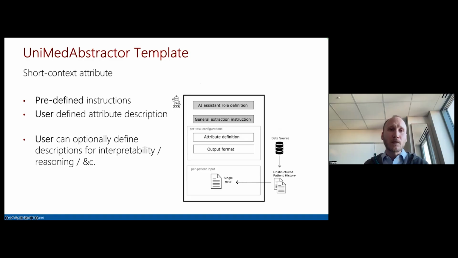And so, what this looks like for some of the short context attributes. So some of these ones that are maybe easier.